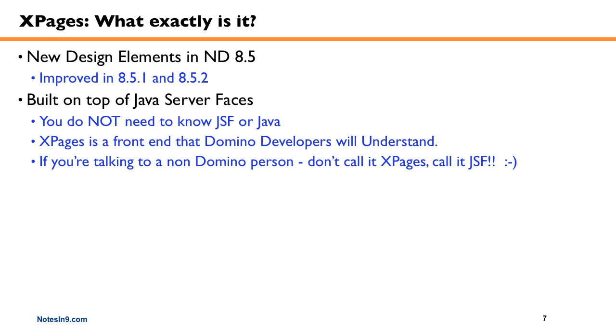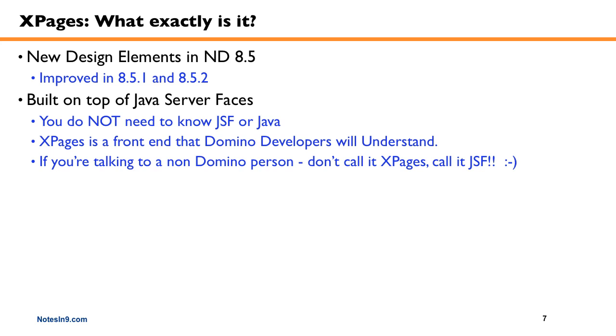So what XPages is, it's this buffer of design elements to protect you from JavaServer Faces, so you don't get bloody in the whole Java world. So that's kind of cool. Everything you do in XPages will compile down to Java objects that you never need to see or touch. So it's very digestible to a Domino developer like me who doesn't know much about Java at all.